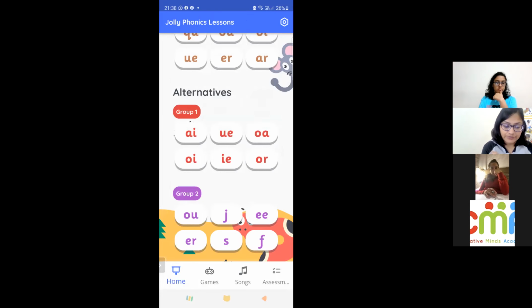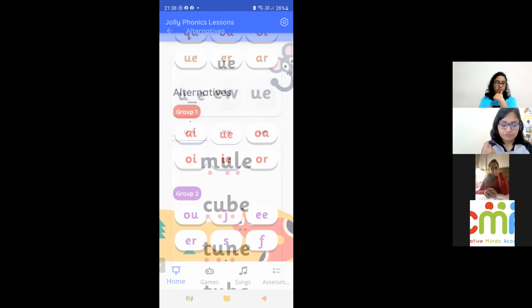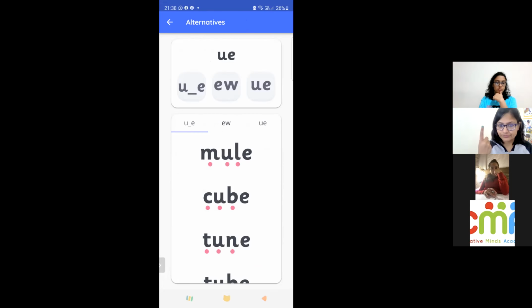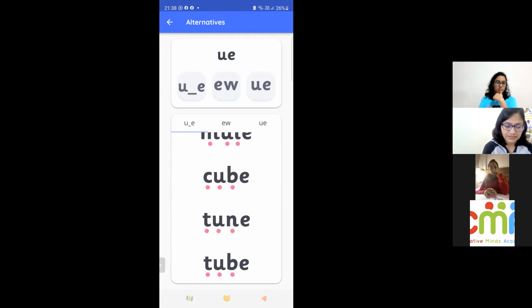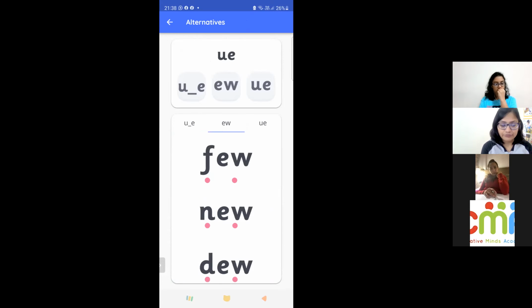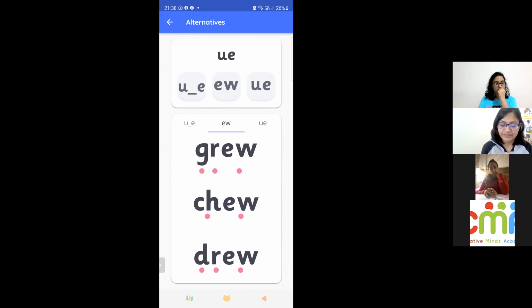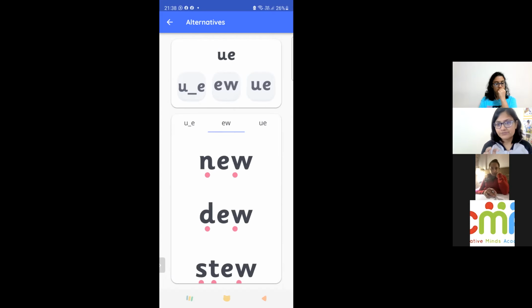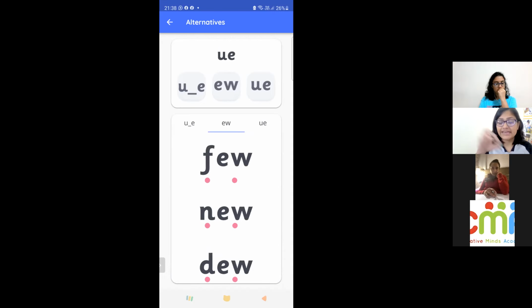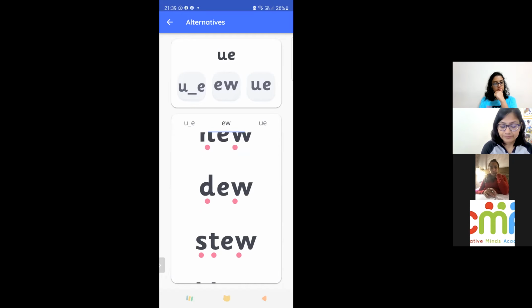So A, and then you have U. U can come from magic E. These are magic E words. Then it can come from EW. Now you'll find that W is mostly coming at the end. Most of the times when the U sound is there towards the end, just as Y, here also you'll find W at the end most of the times.